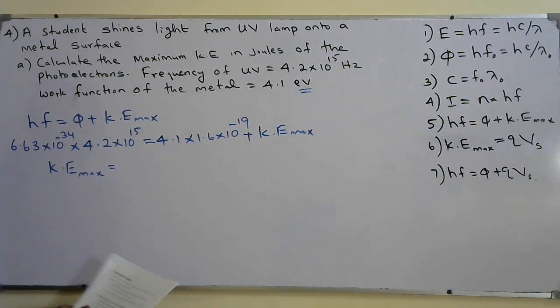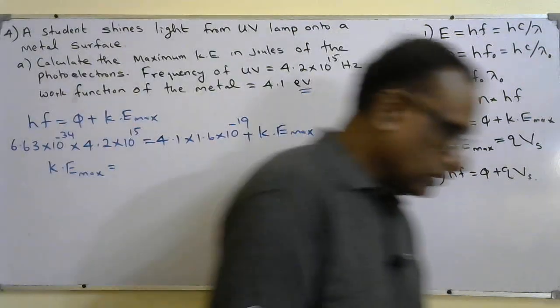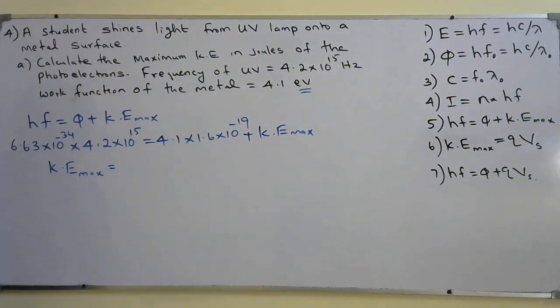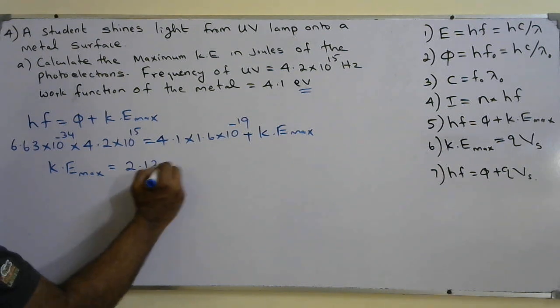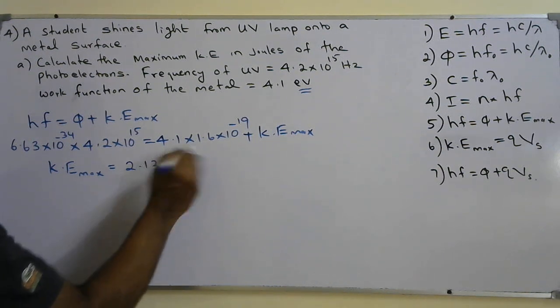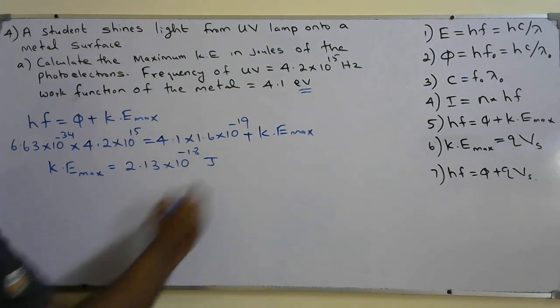So you will get the answer: KE max will be equal to 2.13 into 10 to the power minus 18 joules.